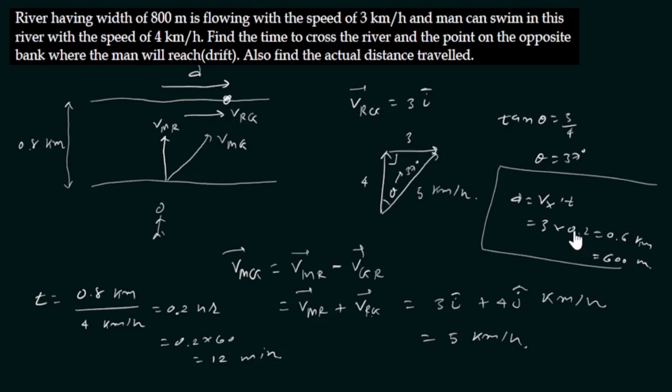And in the last section we have to find the actual distance traveled. You can see clearly, this is the width, which is 800. This is the drift, which is 600. With 800 and 600, the distance is this one, so this will be 1000 meter. So actual distance traveled will be 1 kilometer. That's how you can solve this particular problem. Now let us move to the next problem.